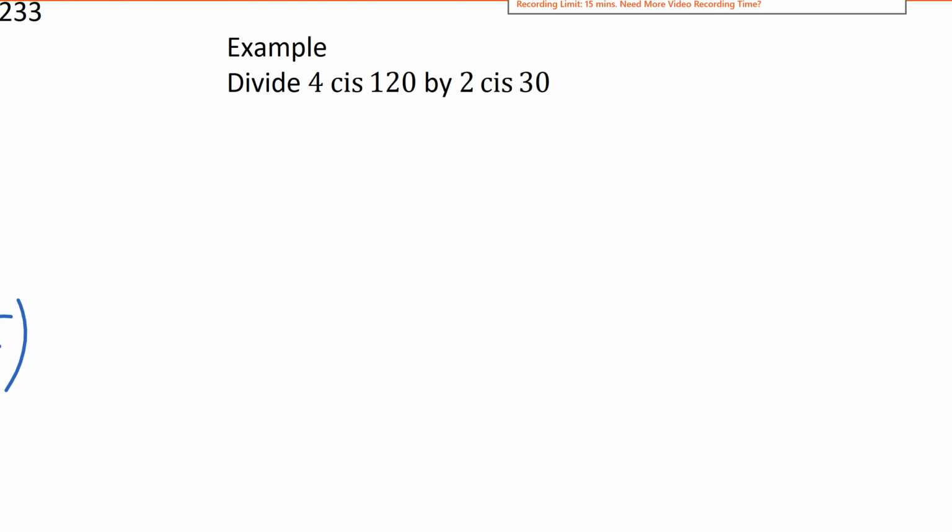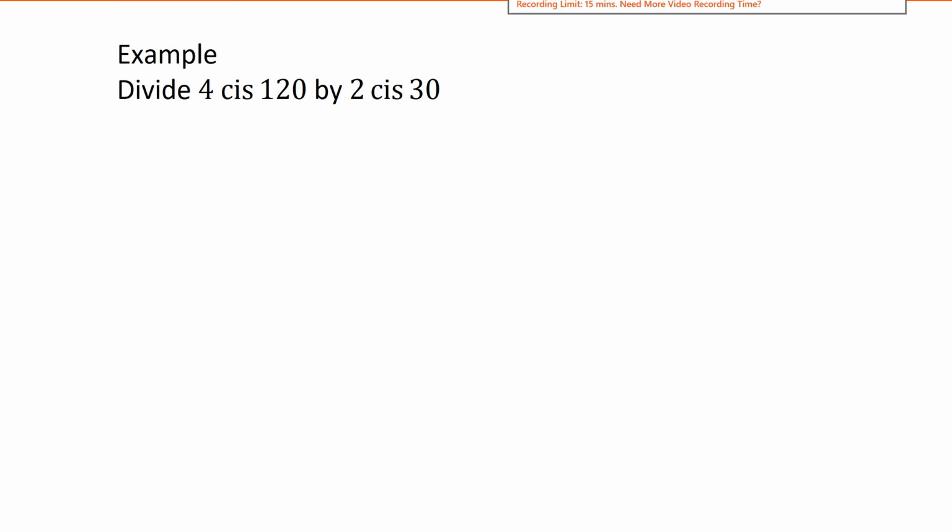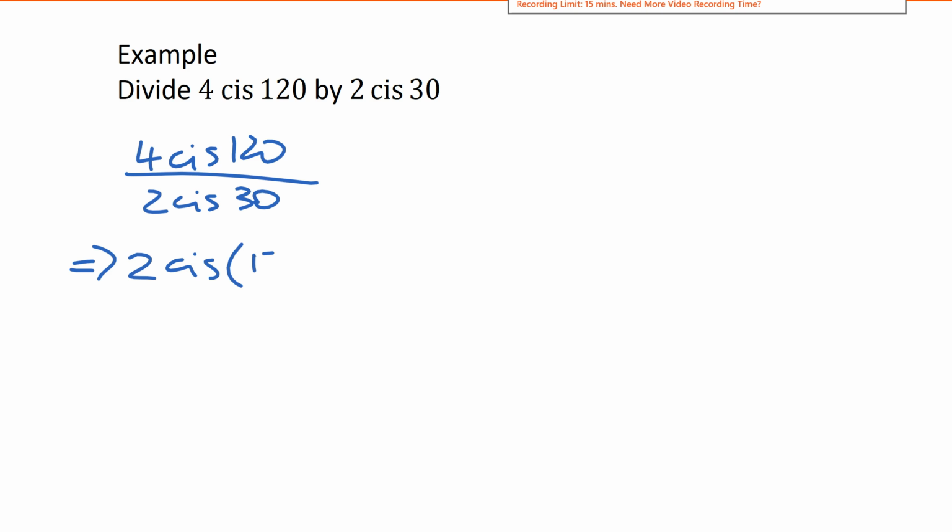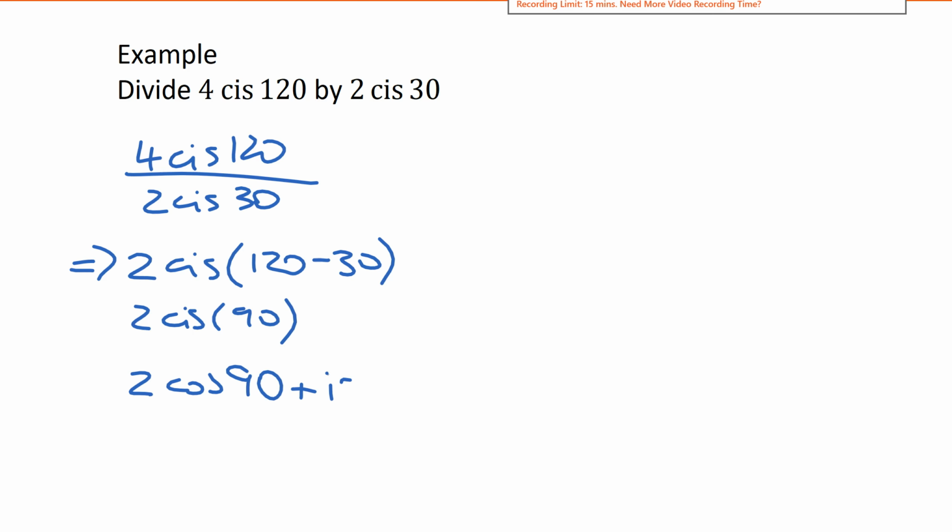What about the division then? How are we going to do the division? It's going to be 4 cis 120 divided by 2 cis 30. That is the same as 2 cis (120 minus 30), which is 2 cis 90. Is that my only way of giving that answer? In rectangular form, 2 (cos 90 plus i sine 90), which is why it can just be 2i.